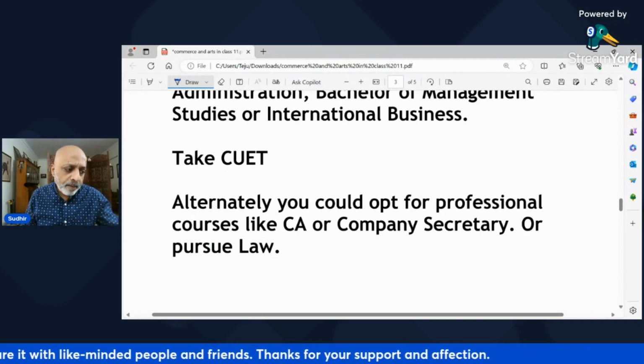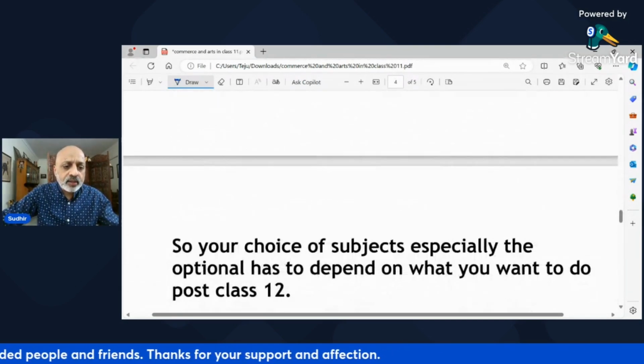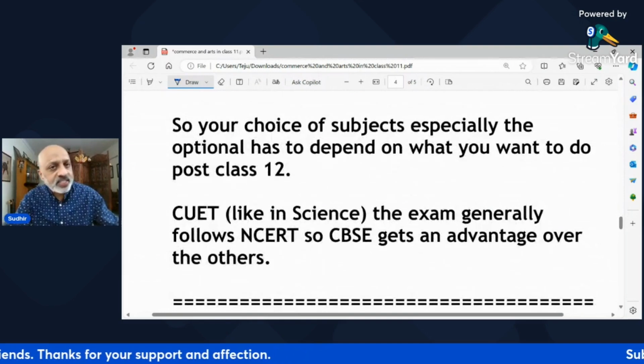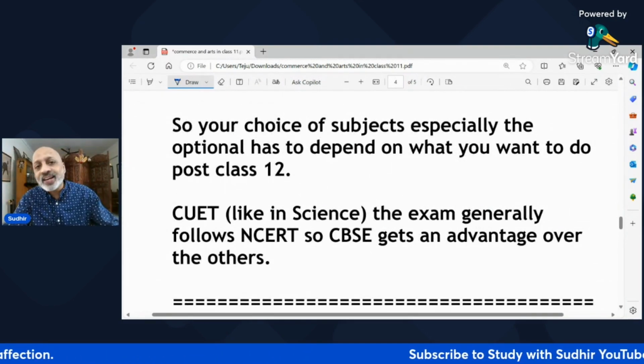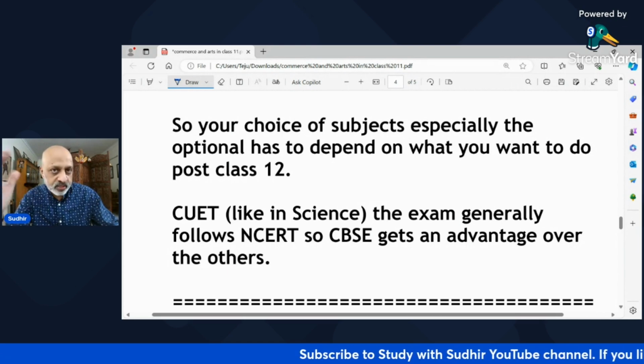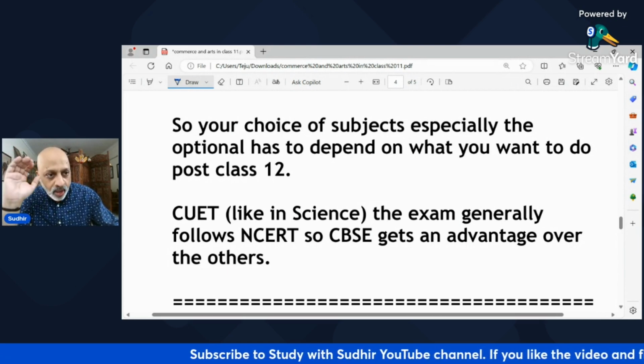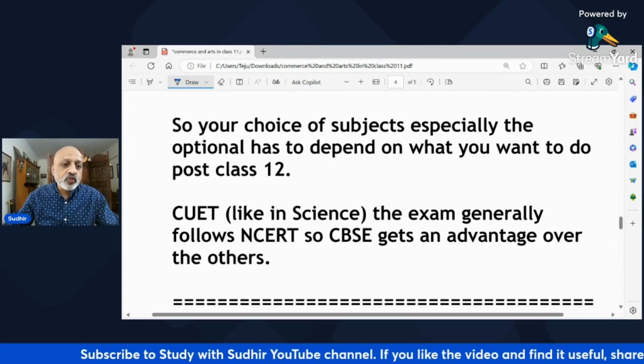Then, of course, the other thing is that CUET, just like in science, the examination follows NCERT. So CBSE gets you an advantage over the other state board or ISC. So as I said, this particular point is very important.